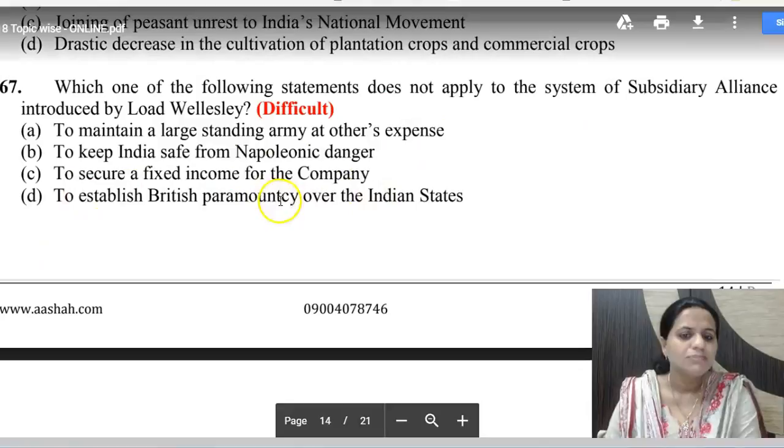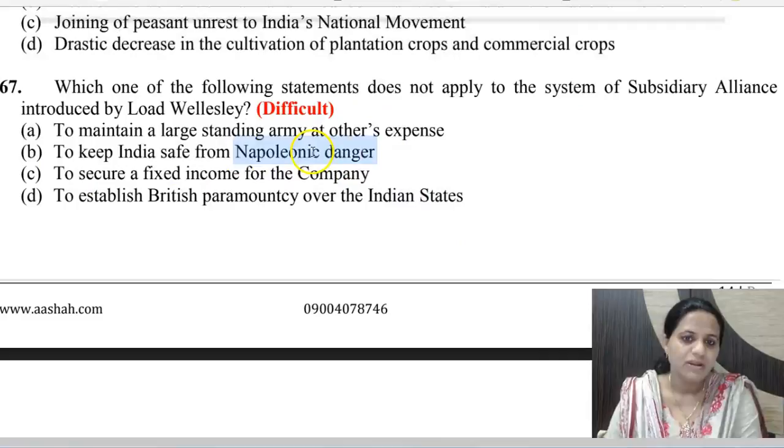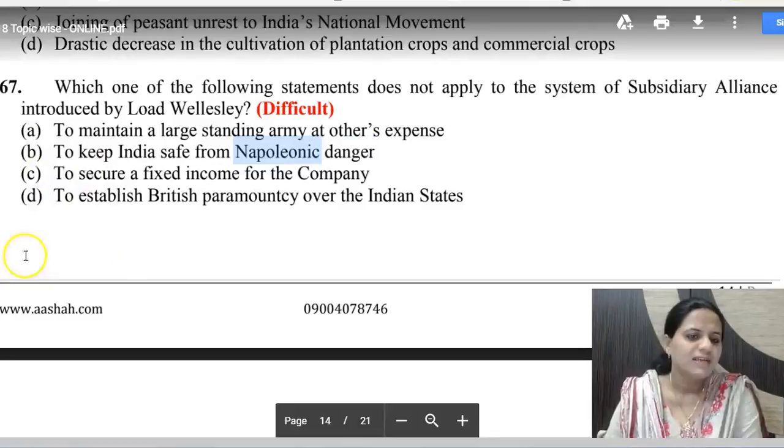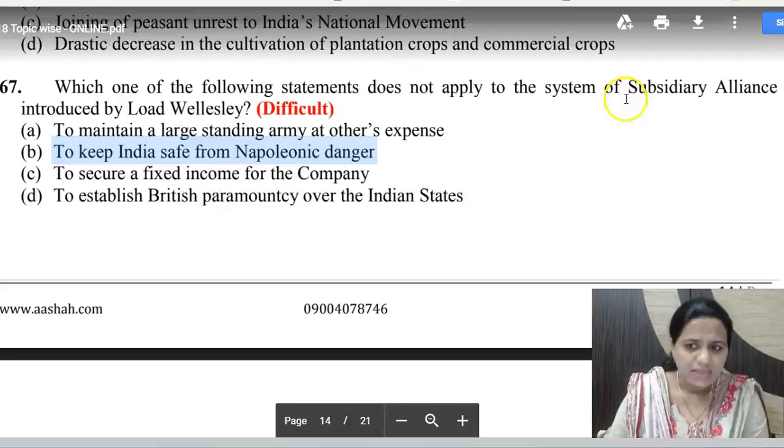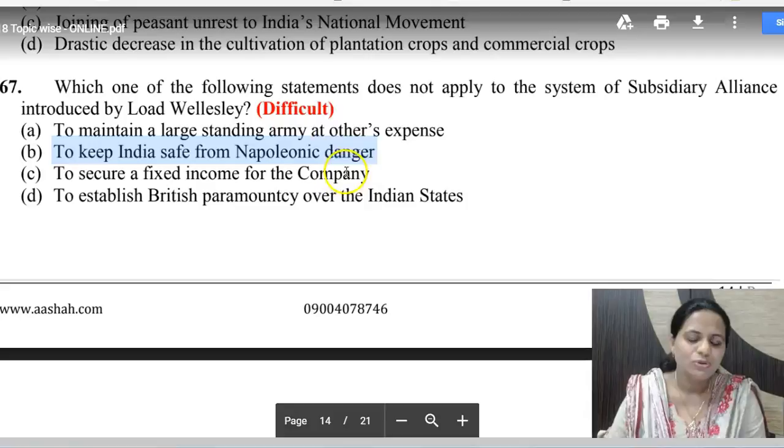So A and D are surely correct. So the incorrect statement can be either B or C. It was actually to keep India safe from Napoleonic danger. If you are aware of this information, you will surely say B is correct and you will tick C. Otherwise it will be a 50-50 scenario and you may go wrong. So for me, I put it under the difficult category for that purpose, because this knowledge about subsidiary alliance being introduced for keeping India safe from Napoleonic danger is not covered in standard materials. Subsidiary alliance was actually introduced by the French, and then Lord Wellesley also took up that idea and used it.